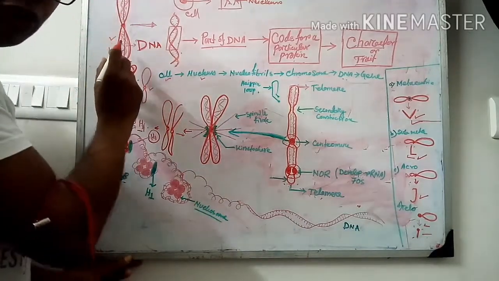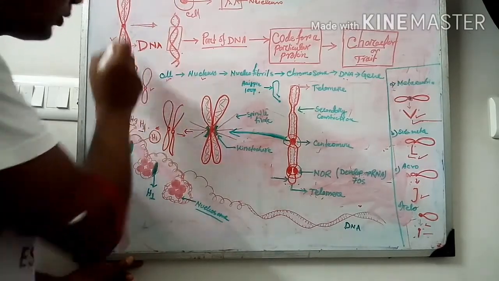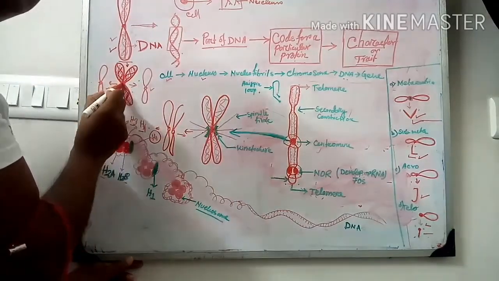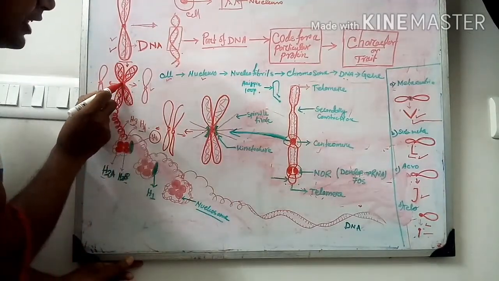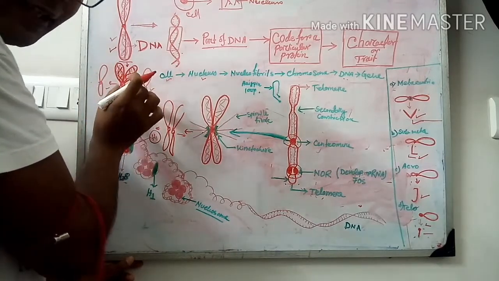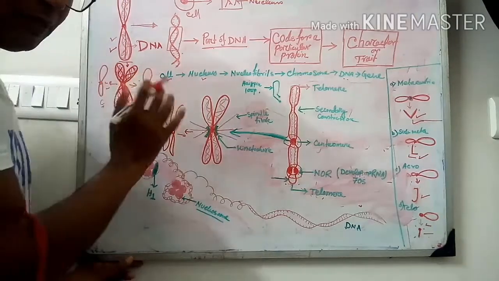So, what is a chromosome? As already known, this is a chromatid. The chromosome divides longitudinally to form two parts with a single centromere. This is a single centromere. And after the cell division, each chromatid will behave as a single chromosome.